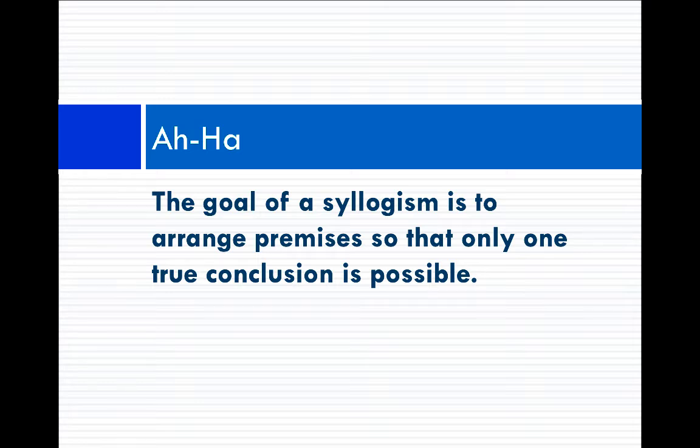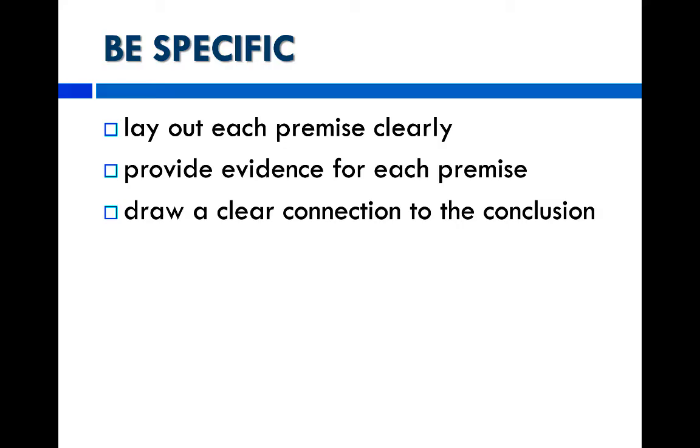If I go back a few slides, which I'm not going to, that means that when you build your argument, you start with the least important fact, something that's common knowledge, and then you connect your point, your argument, to that, drawing conclusions, making sure that people see that there's only one conclusion that is possible. That means that you need to be specific. You need to lay out each premise or each argument clearly. You need to provide evidence for each premise, and you need to draw a clear connection between the evidence or the premise that you are giving and the conclusion that you are asking us to come to.